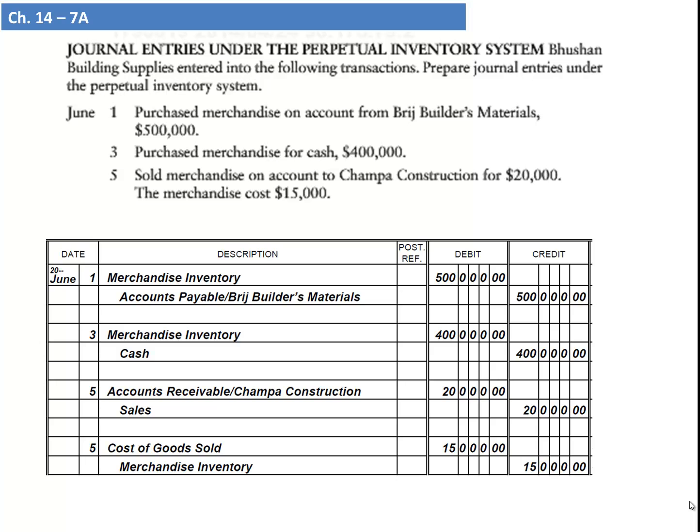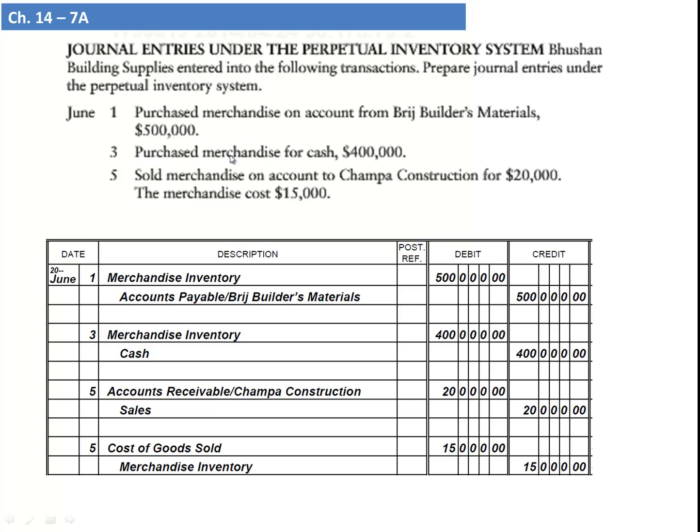So let's look at these 3 dates here for our journal entries. We purchased merchandise on account, $500,000. Under the perpetual inventory, we automatically put everything into our merchandise inventory account, where under the periodic we use the purchases account. So our merchandise inventory is now increased by $500,000, and then we credit our accounts payable and further credit our vendor for the $500,000.